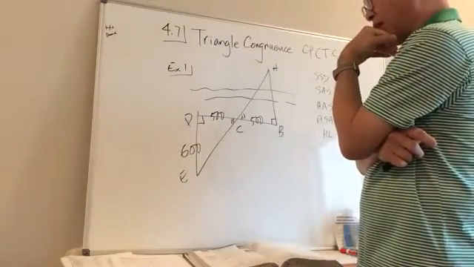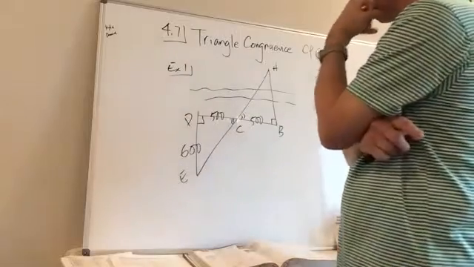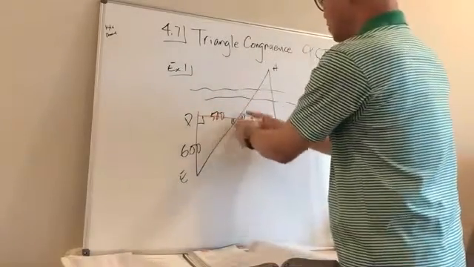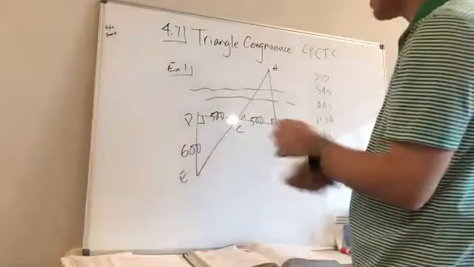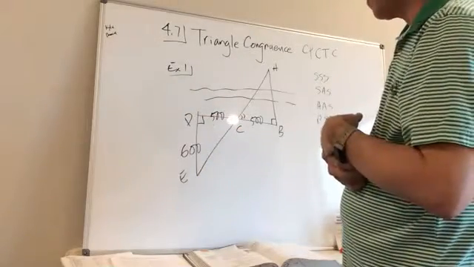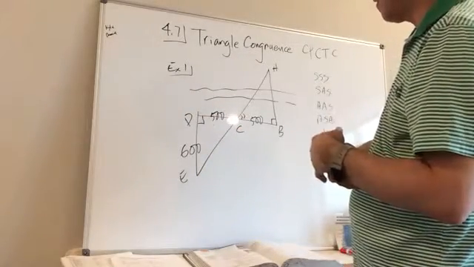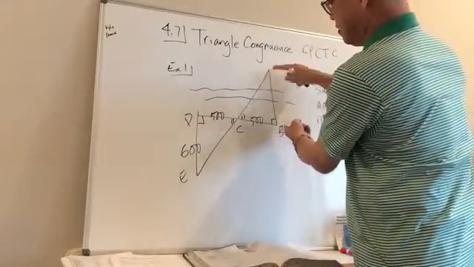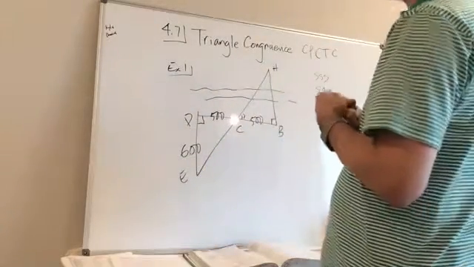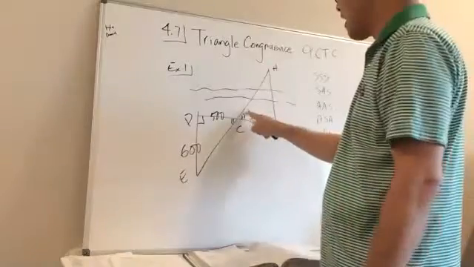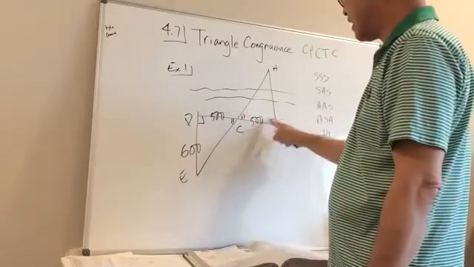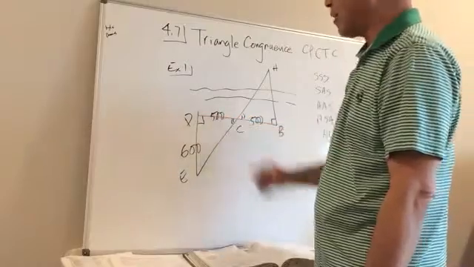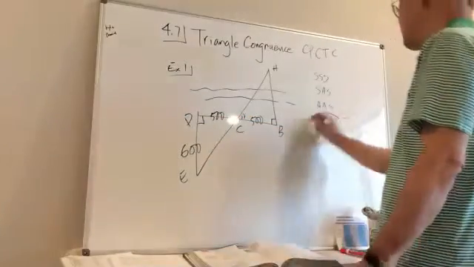Side angle side. Okay, side angle side. Which two sides do I know? I know this one side, and I know these two angles. Which other side do I know? You know the 600. Do I know that these two are the same? Angle, side, angle. Aha, angle, side, angle, right?